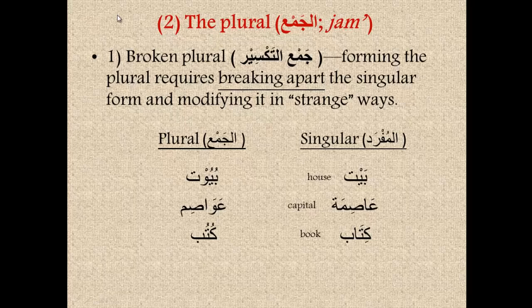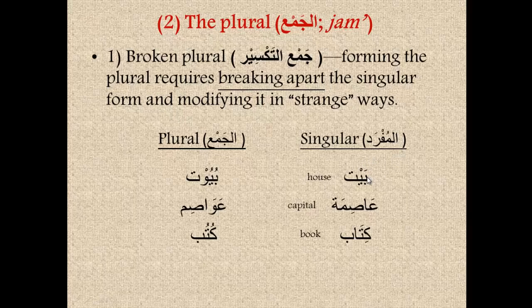So let's begin with the first type of plural, which is the broken plural, jam' taksir. Forming this plural requires breaking apart the singular form, dismantling the singular, and then adding in and changing stuff, so modifying it in so-called strange ways. Strange in my opinion, at least. Let's take a look at a few examples here.